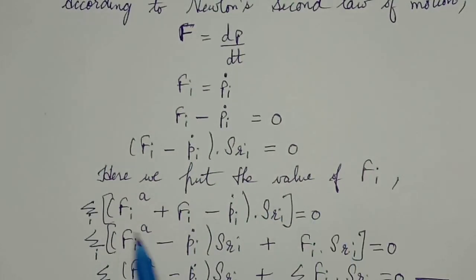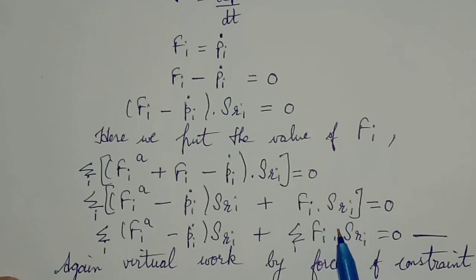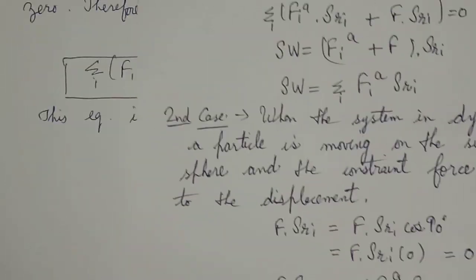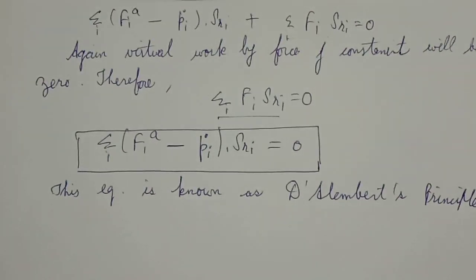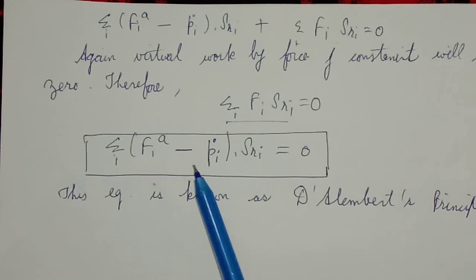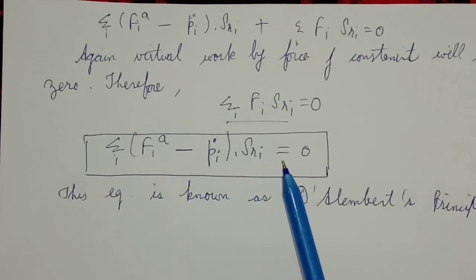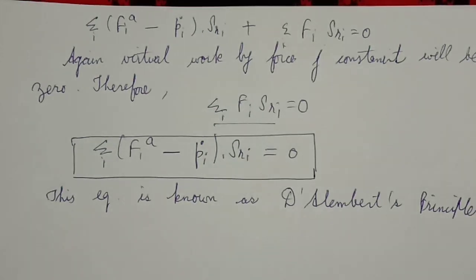Then separate F_i^a minus p_i dot, that means applied force and change in momentum, and constraint force. Then again the virtual work of the constraint force will become 0, so this part again becomes 0. So we get that the virtual work by the force of constraint will be 0. Therefore we get the value of summation i (F_i^a minus p_i dot) dot delta r_i is equal to 0. So this equation is known as D'Alembert's principle. So I hope I cleared all your doubts.